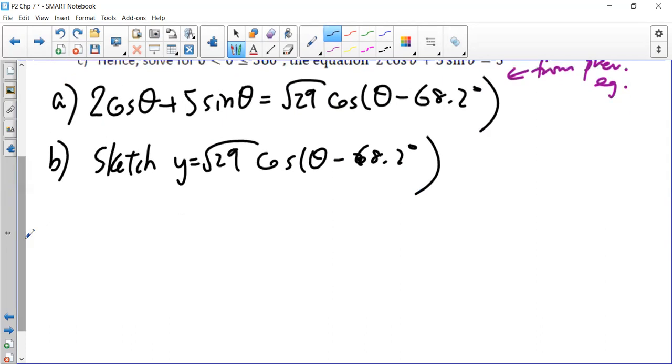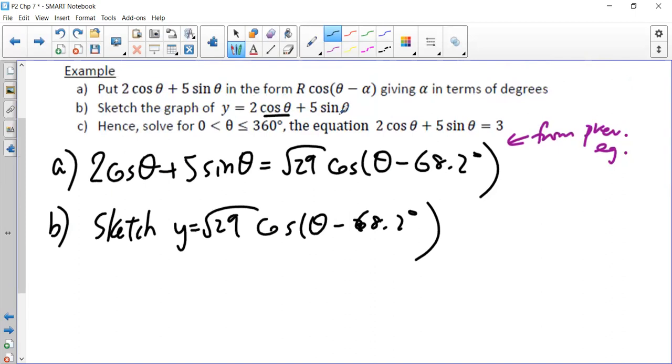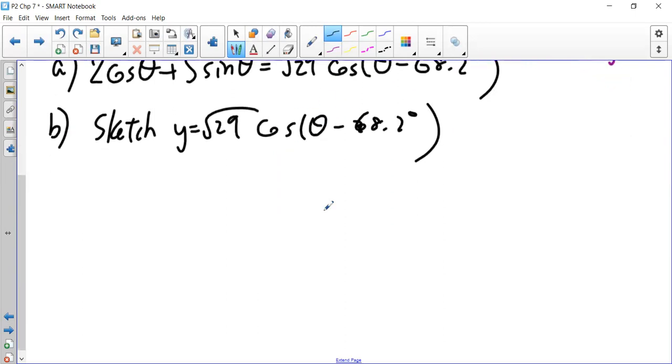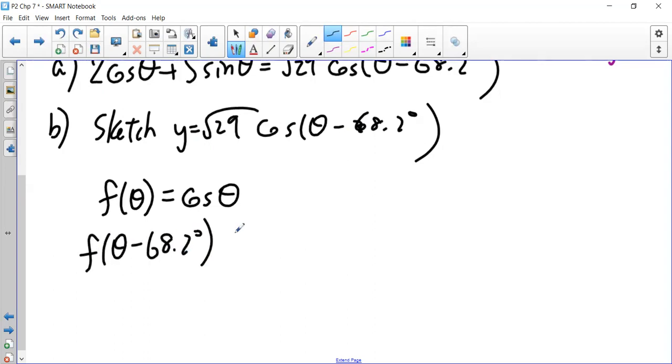The benefit of this is that rather than sketching two trigonometry graphs combined into one, which is quite weird, we now have just one trig function, which we can sketch quite easily. So think of it as a parent function, cos theta. Imagine f(theta) equals cos theta. Now, how many transformations are there in this equation? There are 2: negative 68.2 and root 29. So f(theta minus 68.2 degrees) equals cos(theta minus 68.2 degrees).